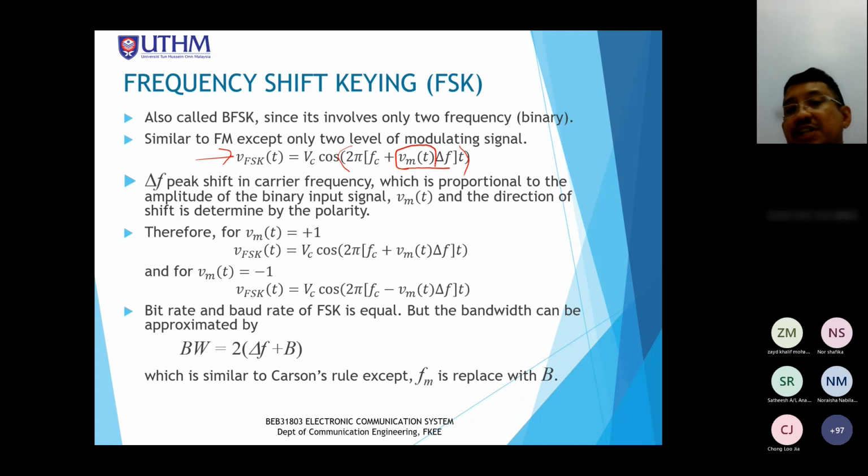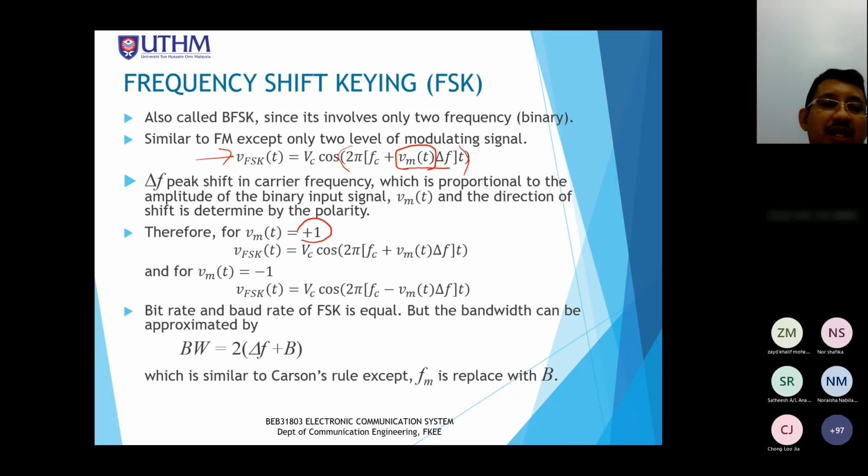The VM(t) will change. VM(t) has two possibilities, either logic 0 or logic 1. If VM(t) is logic 1, that means it will be represented with 1 volt.